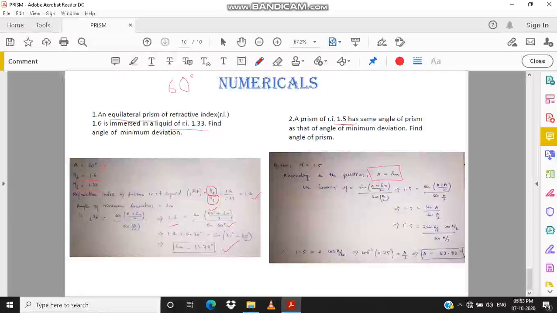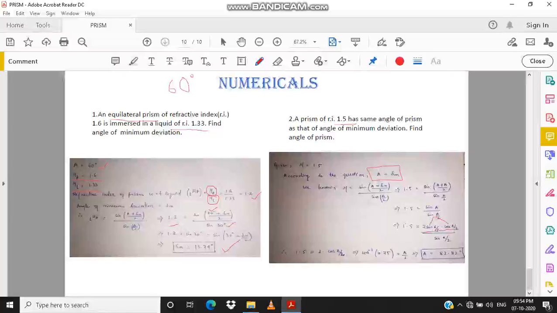Now we know from our previous calculation that the refractive index is equal to sine of (del m plus A) by 2, whole divided by sine of A by 2. This formula is very important. Now we substitute all the values: mu is 1.5, and sine of (A plus A) by 2. Why A plus A? Because A and del m are the same, so we substitute A in place of del m. Then we do the normal algebraic calculations and use a trigonometric formula: sine of 2A is equal to 2 sine A cos A.